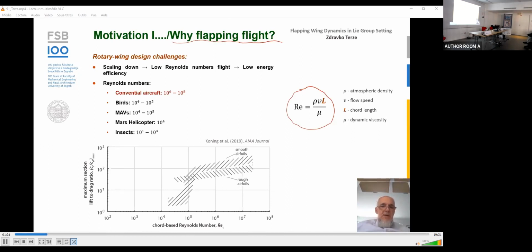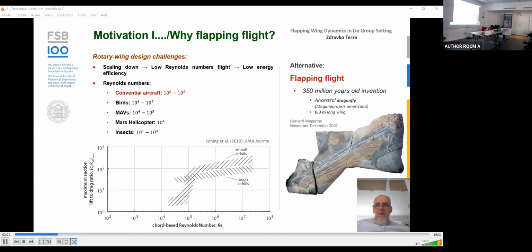If we take a look in this diagram showing lift to drag ratio, we see that in the domain of low Reynolds numbers, this ratio is much worse comparing to domain of Reynolds numbers of conventional aircraft, meaning that rotary wing technology is not the best option for flying at low Reynolds numbers. However, there is an alternative.